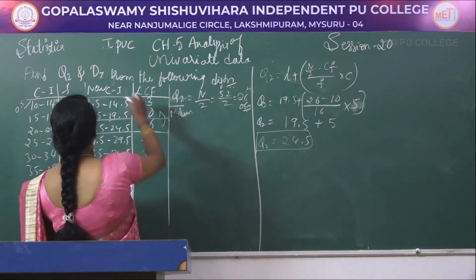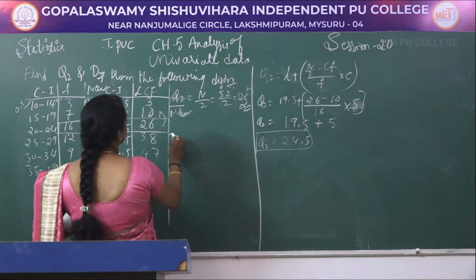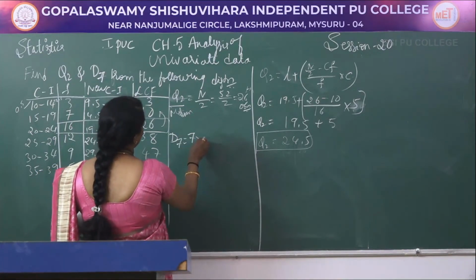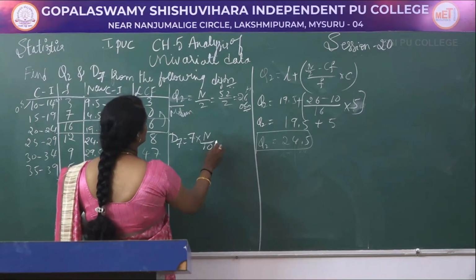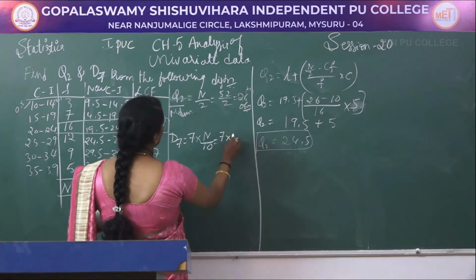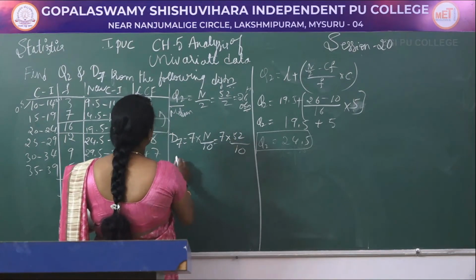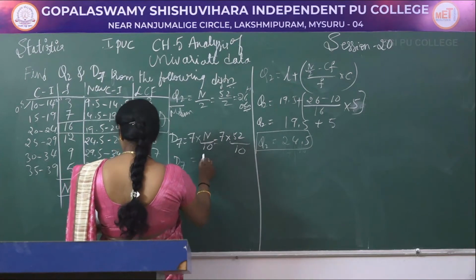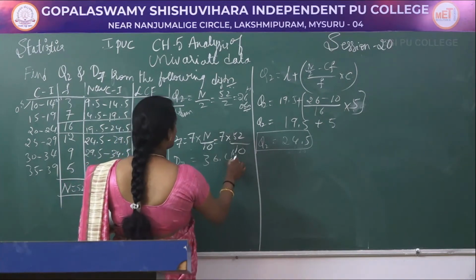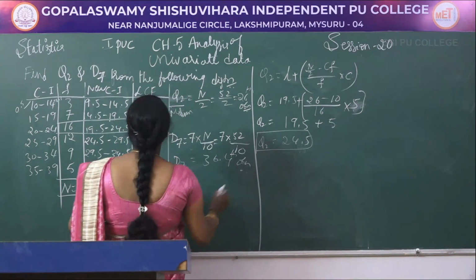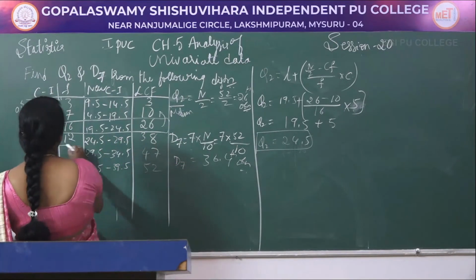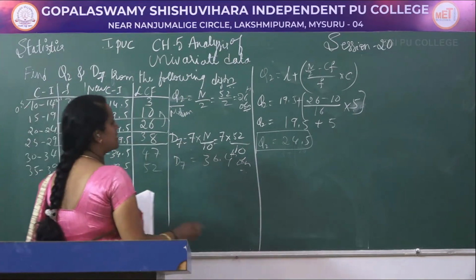Next, we will find the D7 value. To find D7, it is 7 into N by 10. This is 7 into 52 by 10. So D7 value is 36.4th observation. 36.4 comes in 38, so this I should consider.